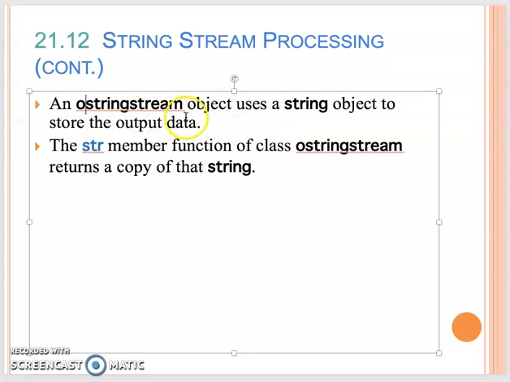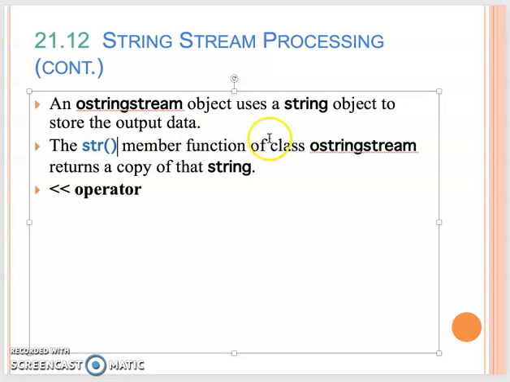After we create the ostringstream, just like we do with cout, you can use the insertion operator to add more output to cout. The same thing, your ostringstream can use this insertion operator to add more. Then there is the str member function. It can convert an ostringstream object into a string.